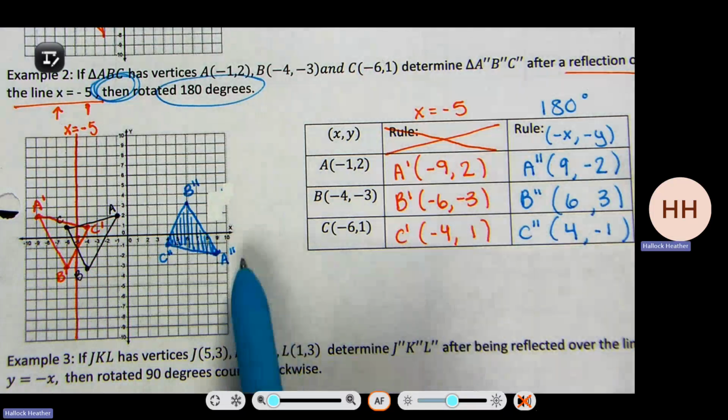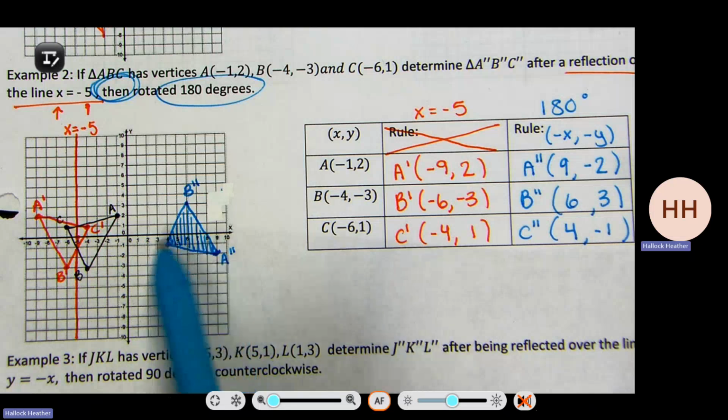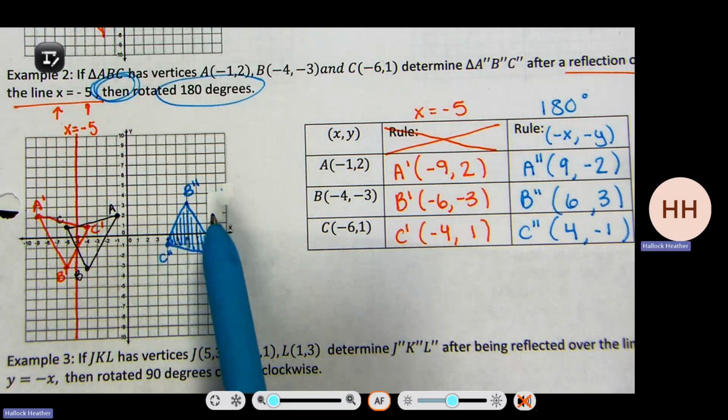I think A is plotted wrong on your graph. I think you did the same thing as me. You went over 9 and up 2. See, I had to white it out. But it's 9, -2. Check your A. Look at where your A is.